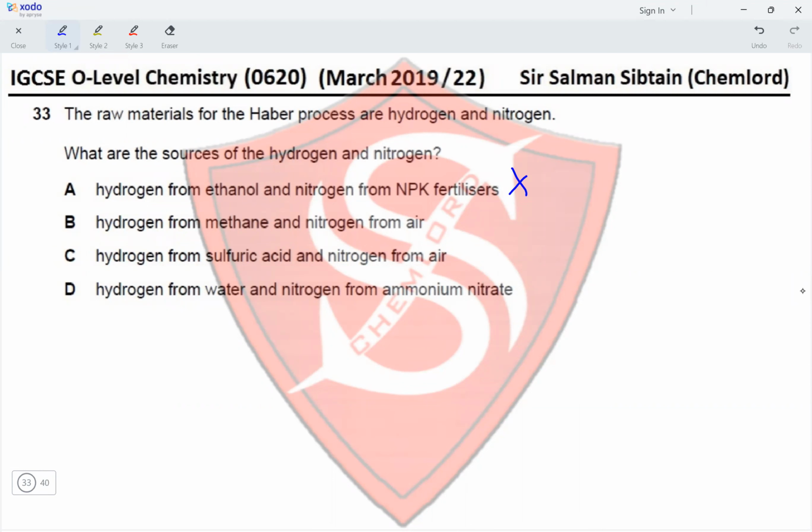Yes. Cracking of methane would produce hydrogen, and nitrogen from air. Fractional distillation of air would produce nitrogen. Next, hydrogen from sulfuric acid, no, and nitrogen from air. Only nitrogen is correct. And hydrogen from water and nitrogen from ammonium nitrate. Electrolysis of water also produces hydrogen, but nitrogen from ammonium nitrate is incorrect. Therefore, option B is the correct option for this question.